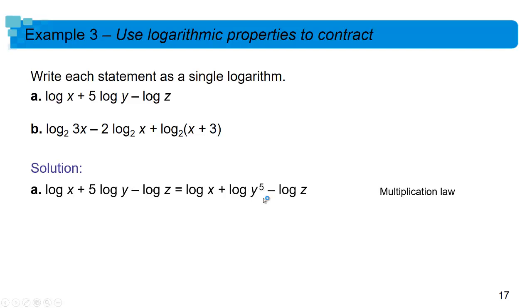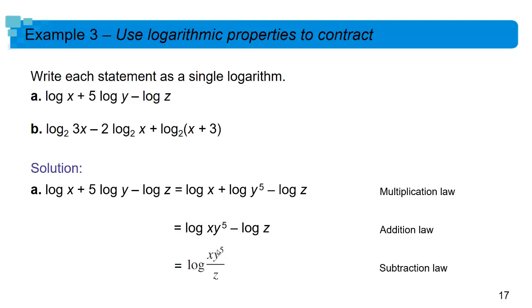Then, using the addition and subtraction, right? So something plus something becomes multiplication, and then something minus something becomes division. So there's my multiplication, and then finally there's my division, and now I have one log, and I'd be able to do 10 to that stuff equals 10 to whatever the other stuff is, and then the log would go away and you'd be able to solve them.